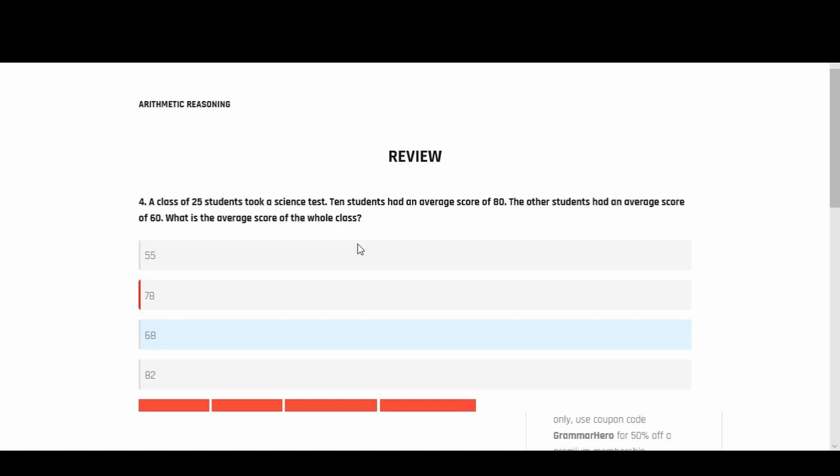Number 4 says a class of 25 students took a science test. 10 students had an average score of 80. The other students had an average score of 60. What is the average score of the whole class? Okay, so this is a twist on finding averages. In general, the average is the sum of all the observations divided by how many observations there are.